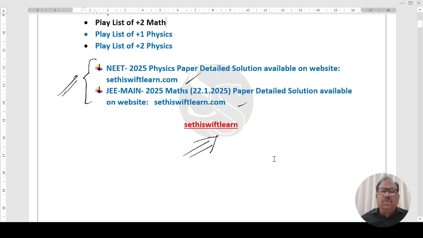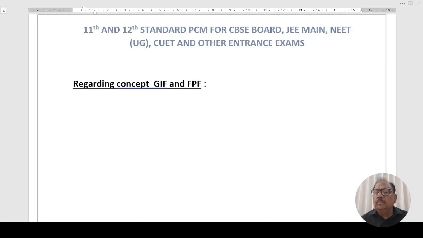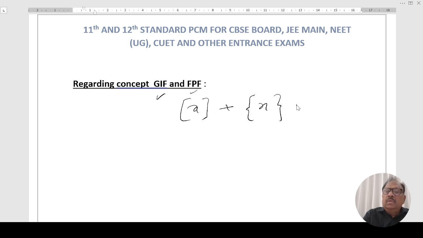Now let's start with the concept and questions. Concept regarding greatest integer function and fractional part function. The greatest integer function is denoted by this box. The fractional part function is denoted by this one.